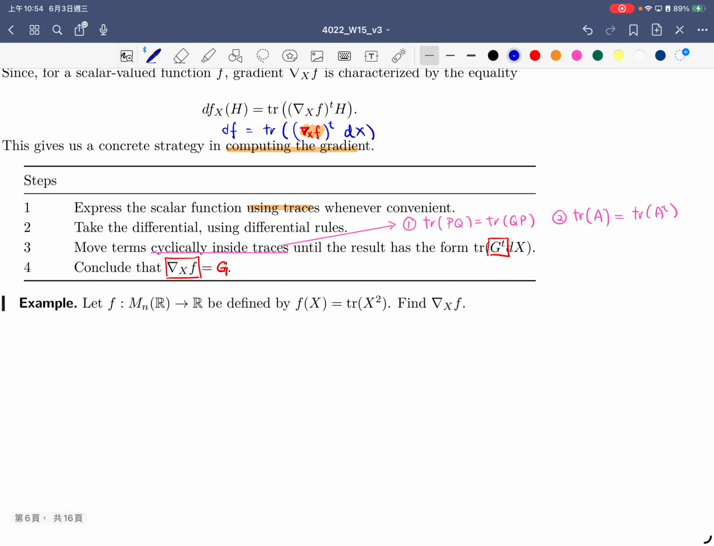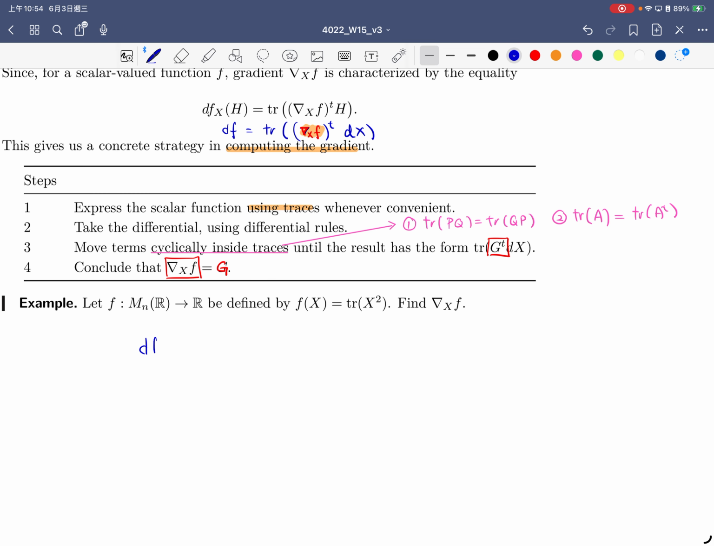So consider f, where the domain is the n by n square matrices, mapping to R. The function is defined by plugging in an x, and the output is the trace of x squared. Then you're asked to find the gradient. And how to find the gradient? First of all, we try to write the function as a trace, but the function is a trace already, so we don't need to do anything. So as a result, we just move on.